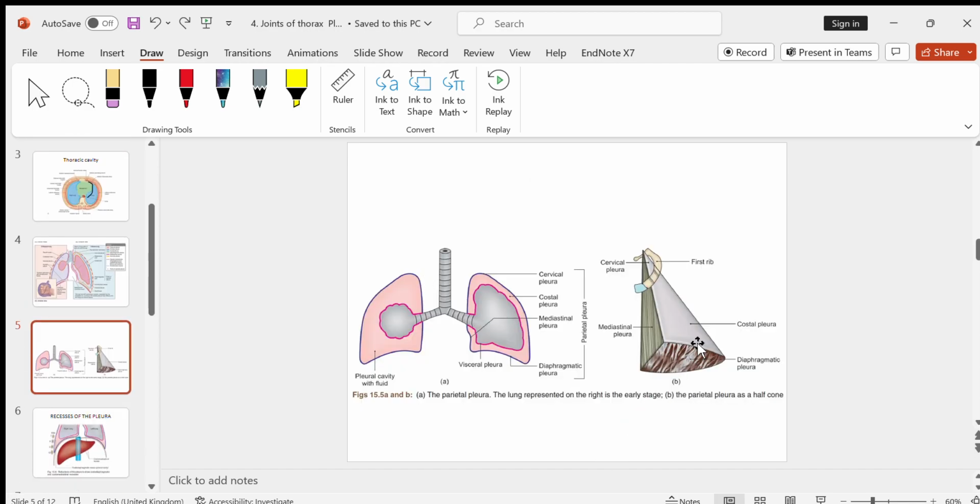Here you can also see that this is one lung which is surrounded by the cervical pleura at the tip or apex of the lung, then costal pleura on the costal surface of the lung, then diaphragmatic pleura on the base of the lung, and fourth is the mediastinal pleura on the medial surface of the lung. Here this outer lining is the parietal pleura, and this pink lining is the visceral pleura. On this side the lung is collapsed, and on this side the lung is normal.